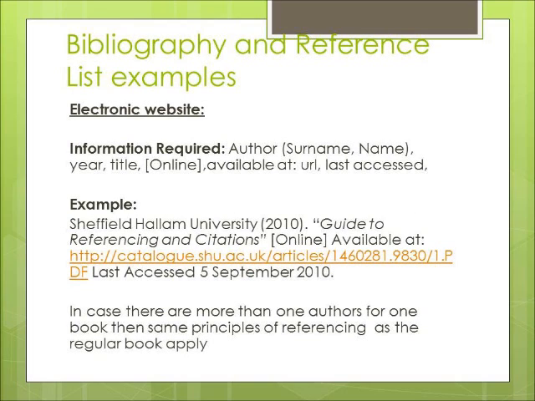Referencing an electronic website is very similar to referencing an electronic book or journal. The information that you need to include is author, surname, name, year, title, online available at URL, and last accessed. Again, it is very important to include all the information in the correct order, as it is demonstrated in the slide. Compared to referencing an electronic book or journal, you do not need to include edition, place of publication, and publisher. Similarly with the previous two examples, in case there is more than one author for one book, then the same principles of referencing as the regular book apply.